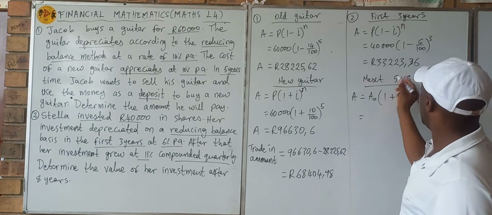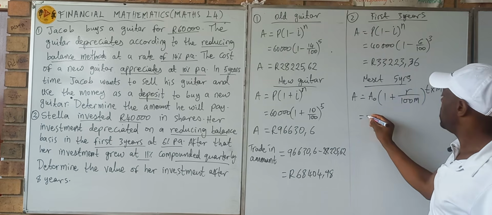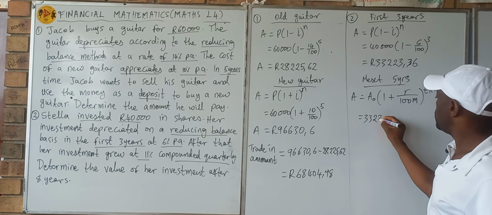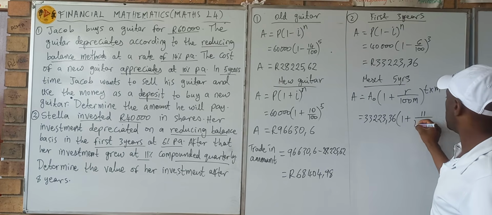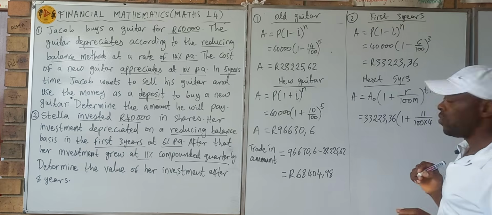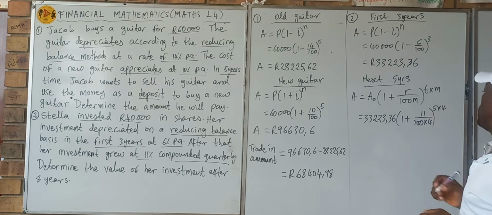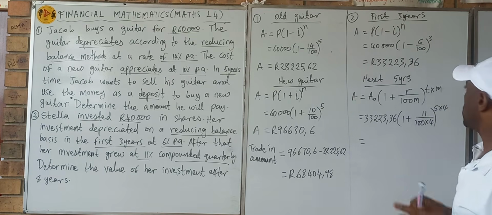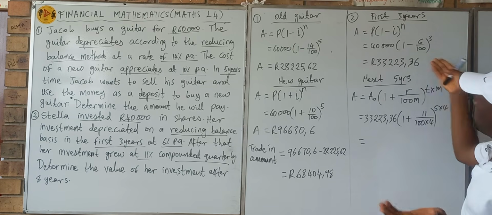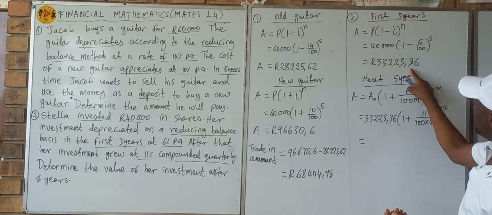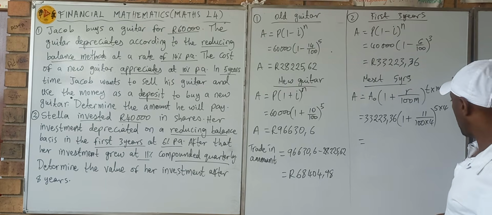So Stella's investment is now continuing with this figure that it ended with after 3 years. So we have 33,223.36 times (1 plus 11% divided by 4), because we are told that it's quarterly, raised to the power 5 times 4. So that is what we'll do. In some other questions, they will even give options for doing a withdrawal after 3 years. Let's say there was a withdrawal of 10,000, then we'll be subtracting 10,000 from here, so that we're left with 23,000. But here there was no such option. So that is what we get.